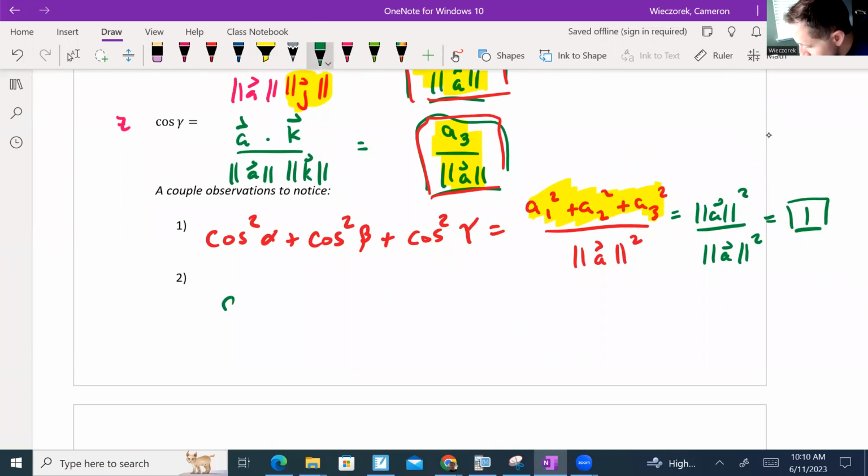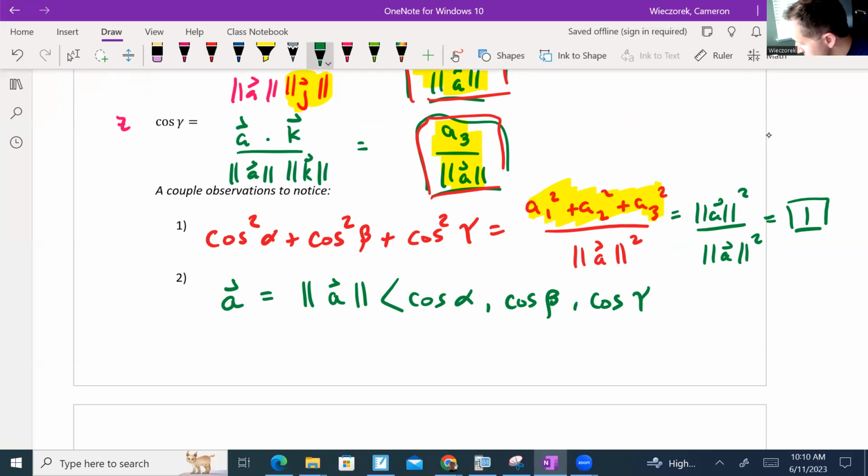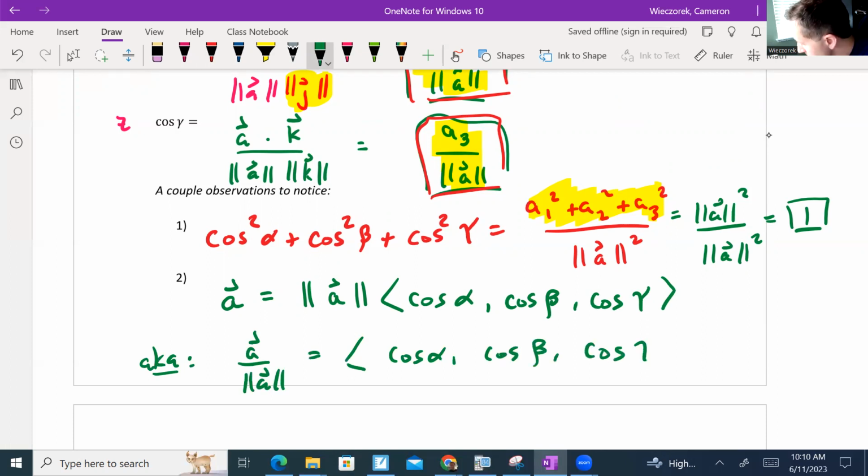Also, you notice from what we did up top, A can always be decomposed into the magnitude of A times a vector of those direction cosines. And if you divide over magnitude A to the other side, you might have an easier time seeing that. So A over magnitude A, the unit vector in the direction of A, is always going to be a vector of those direction cosines. Okay, so two good facts to know.